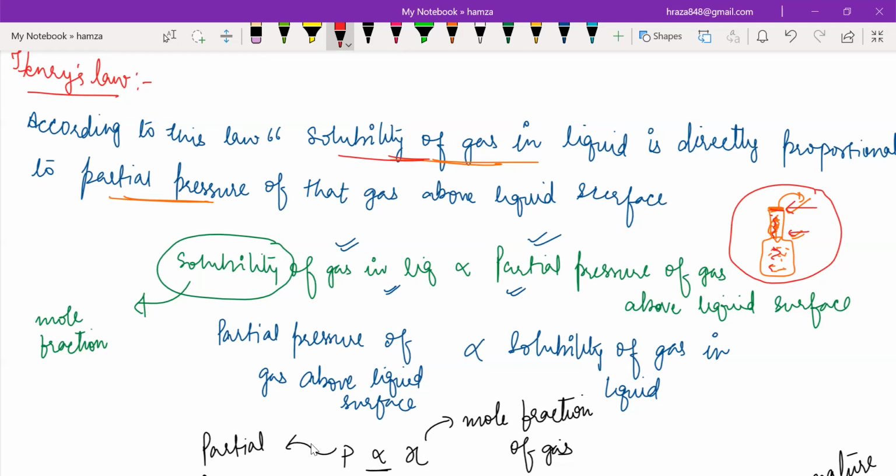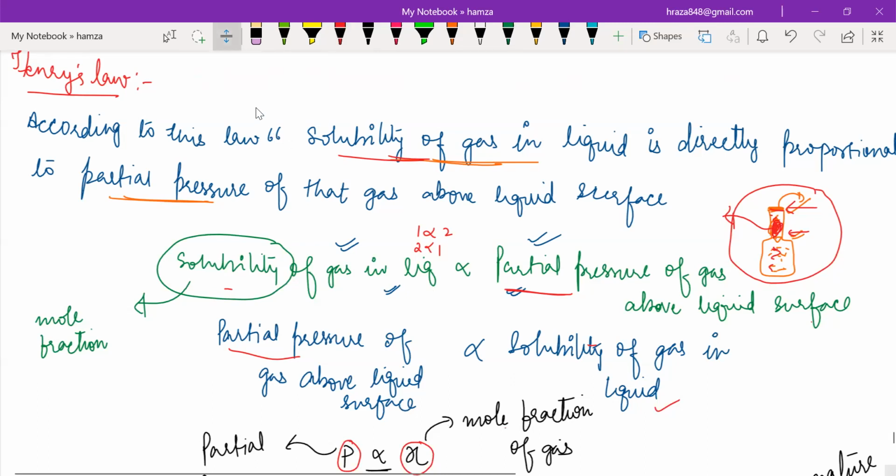Now, partial pressure of gas is represented by P. P is directly proportional to X, that means the mole fraction of gas in liquid. For removing this proportionality sign, we use a constant called KH, which depends on the nature of solvent and gas and also on temperature. So this is the formula for Henry's law.